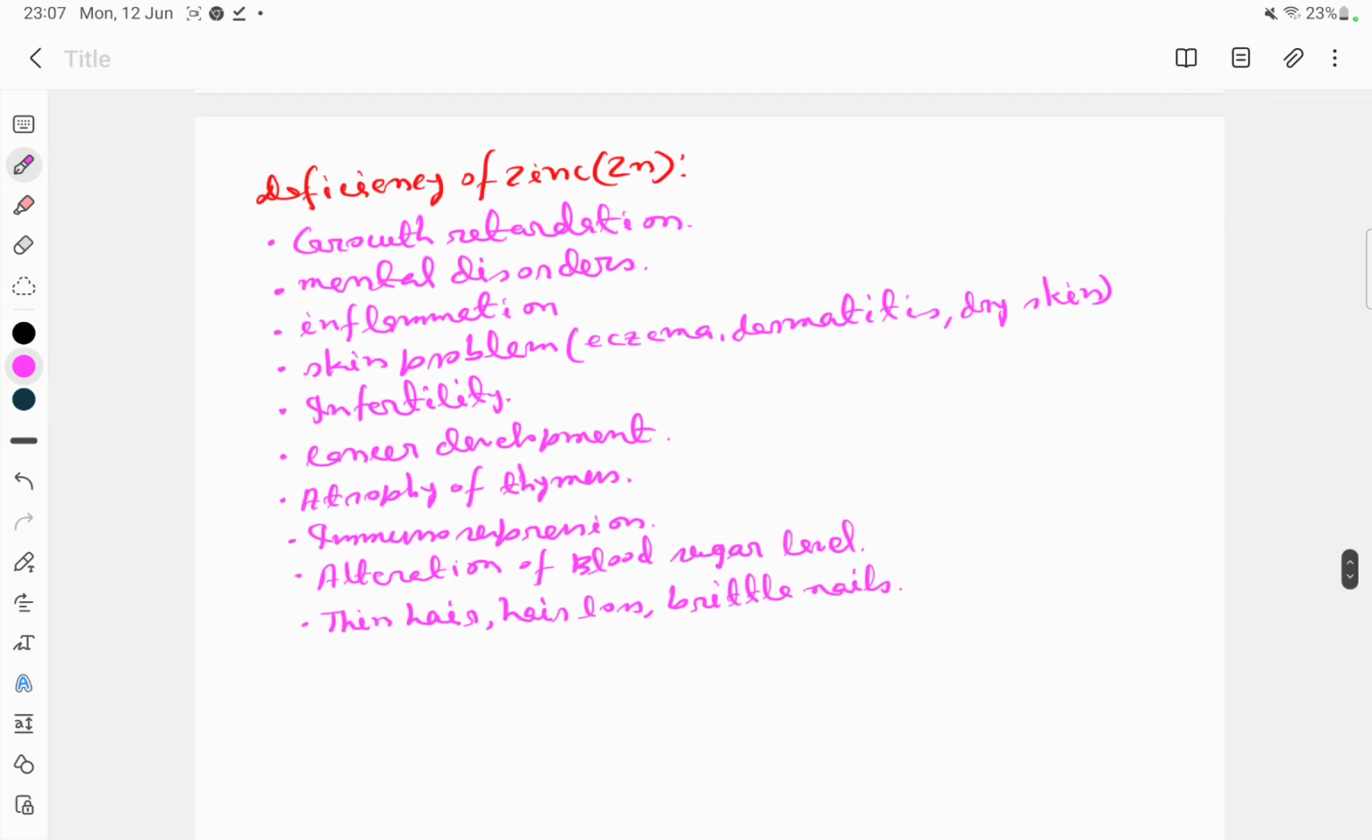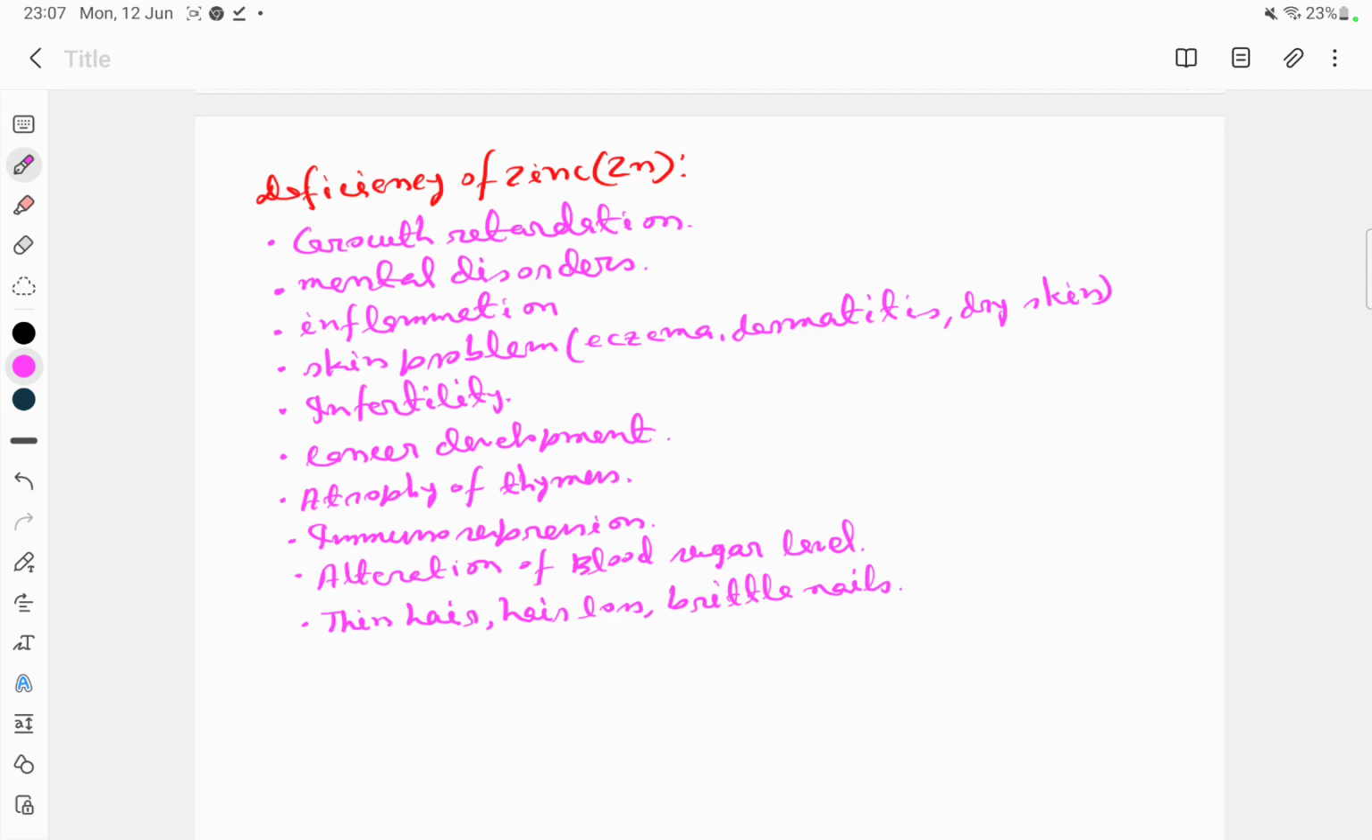Deficiencies of zinc are growth retardation, mental disorders, inflammation, skin problems such as eczema, dermatitis, dry skin, infertility, cancer development, atrophy of the thymus, immunosuppression, alteration of blood sugar level and thin hair, hair loss and also brittleness.